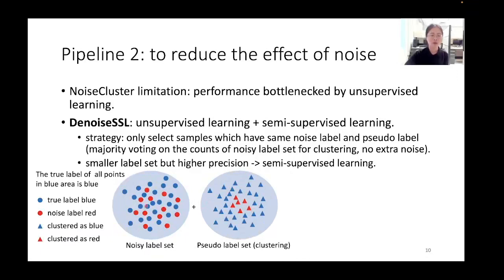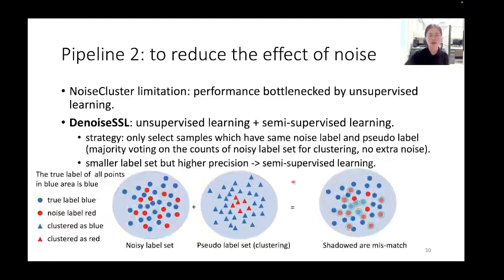By comparing the noise label set and the pseudo label set, we can find the mismatches between these sets, and we will remove these mismatched points. We can see that compared to the noise label set, the output of the denoising is a smaller label set but with a higher precision. As we still have the full public feature set, we will consider semi-supervised learning.